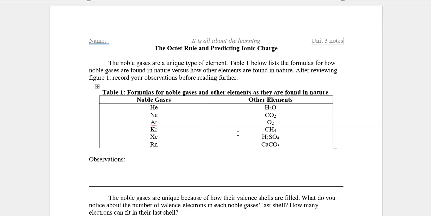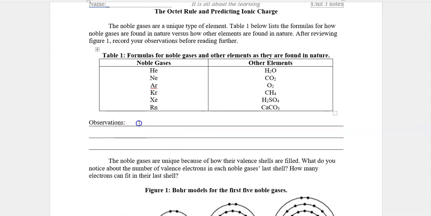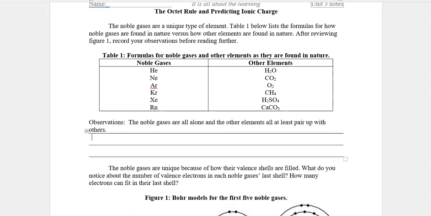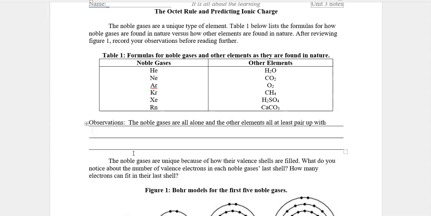What do you notice? Well, one big thing I notice here is that the noble gases are all alone and the other elements all at least pair up with others. Even oxygen, if you look, oxygen is O2, but it's still 2 O's. It's not 1 O by itself.